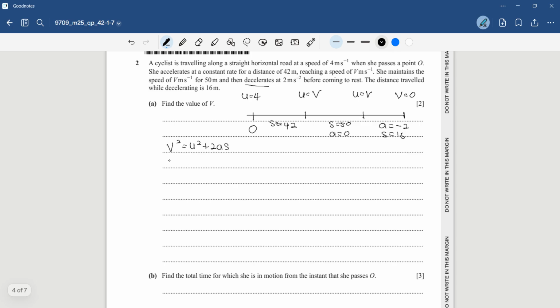So my u is equal to 0, and v squared equals u squared plus 2as. Make sure your a here is acceleration, and they say it's decelerating, so your a is -2. Please take note of that. -2, and s equals 16. Therefore, v squared is going to be 64. Therefore, v equals 8.